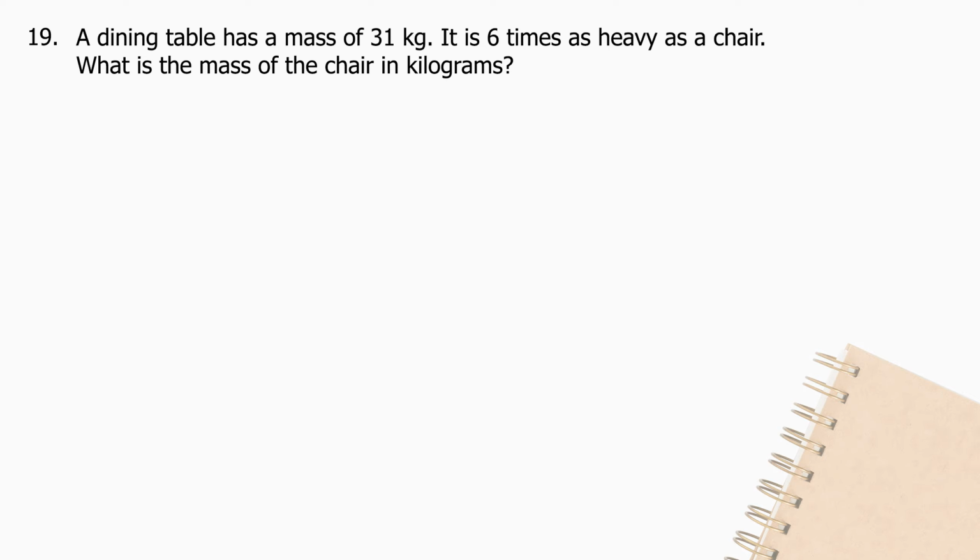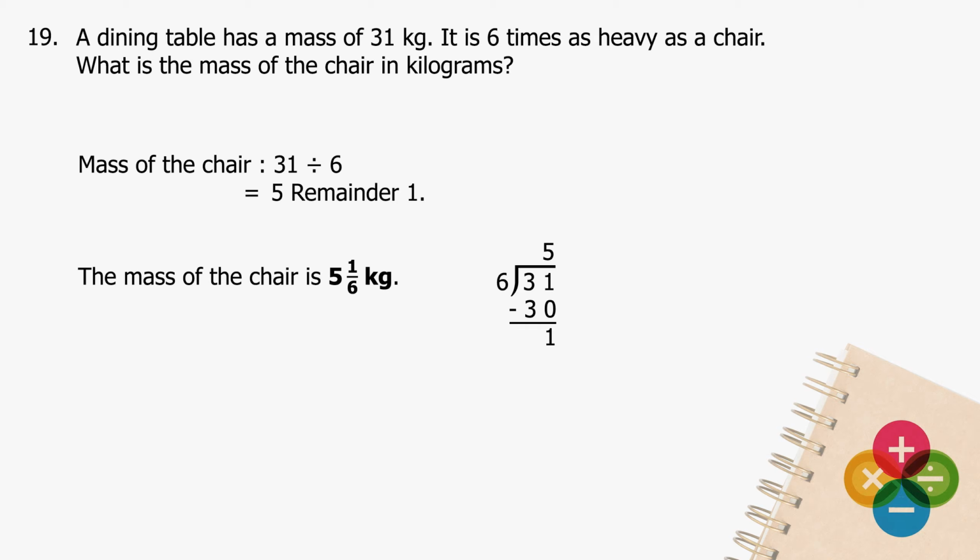Question 19. A dining table has a mass of 31 kg. It is 6 times as heavy as a chair. What is the mass of the chair in kilograms? The mass of the chair will be divide 31 by 6, and the quotient is 5. Remainder 1. The mass of the chair is 5 and 1/6 kg.